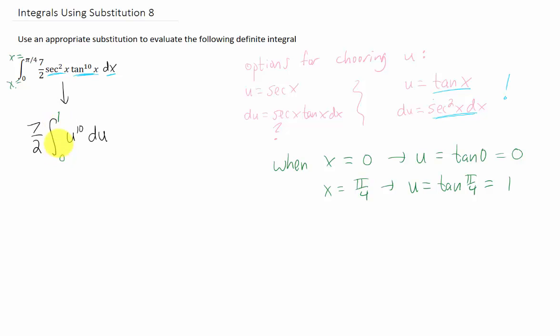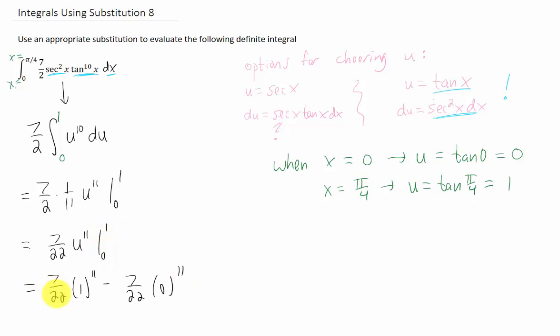Now, since this is a definite integral, we can do this problem without ever talking about an x again. Let's do it. Let's integrate. Multiplying our fractions gives us 7 over 22, and we're going to evaluate u to the 11th between 0 and 1. Using the fundamental theorem of calculus part 2, we plug in our upper limit, we subtract, we plug in our lower limit, and this is pretty easy to simplify. We just get 7 over 22 as the final answer.